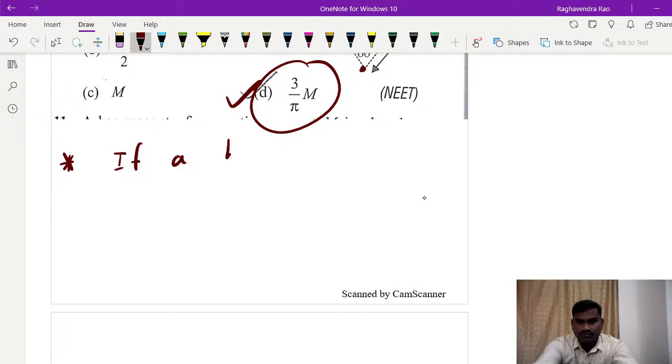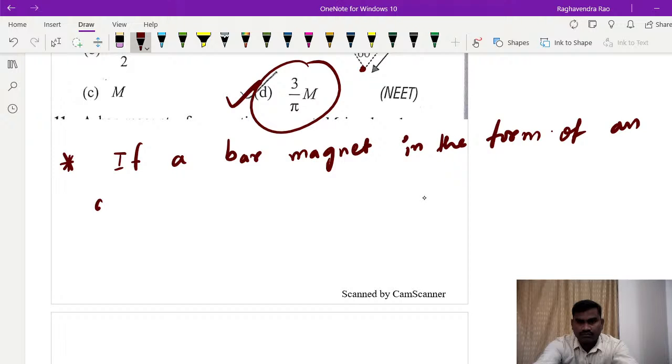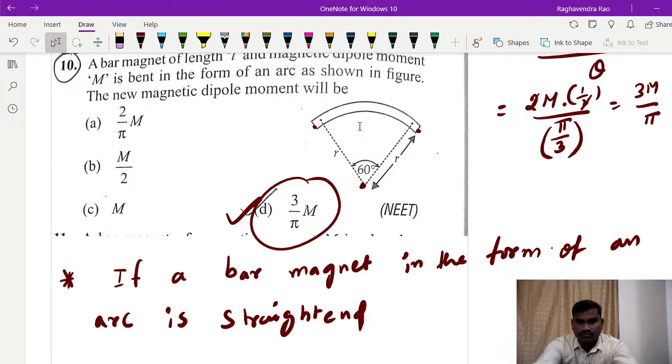If a bar magnet in the form of an arc is straightened. So this is the case, a bar magnet is bent in the form of an arc. Now the bent form of the bar magnet is being straightened.